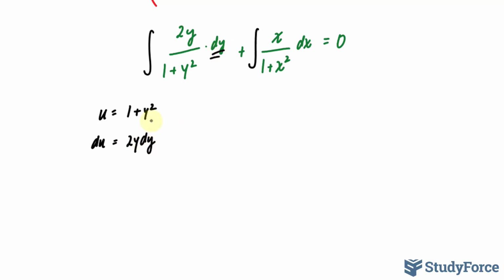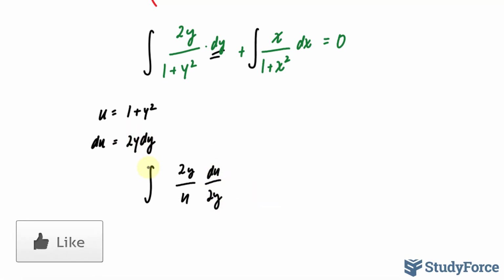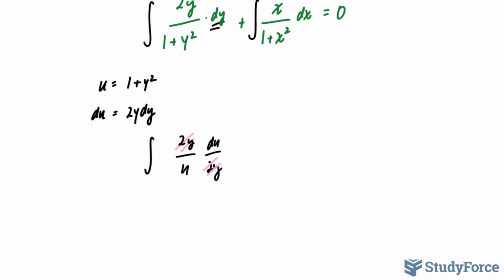So I'll replace this dy with du, and I will end up with 2y over u, which is what I set this as originally, and dy becomes du over 2y. Notice that I divided both sides by 2y and I ended up with dy. This will cancel out with this, leaving me with 1 over u, and that expression is easy to integrate. It's ln absolute of whatever u is, and we set u as 1 plus y squared.